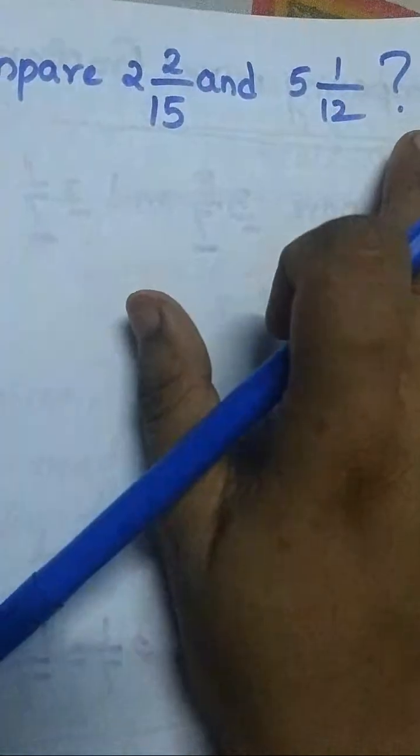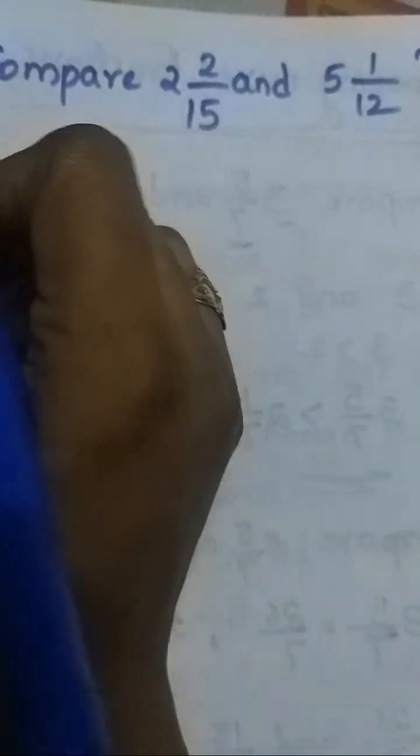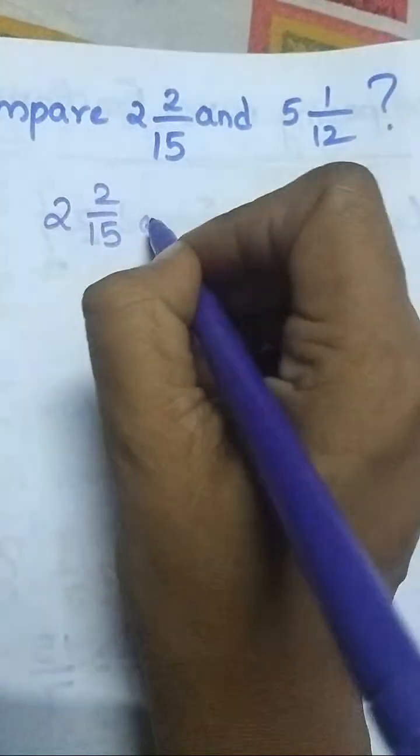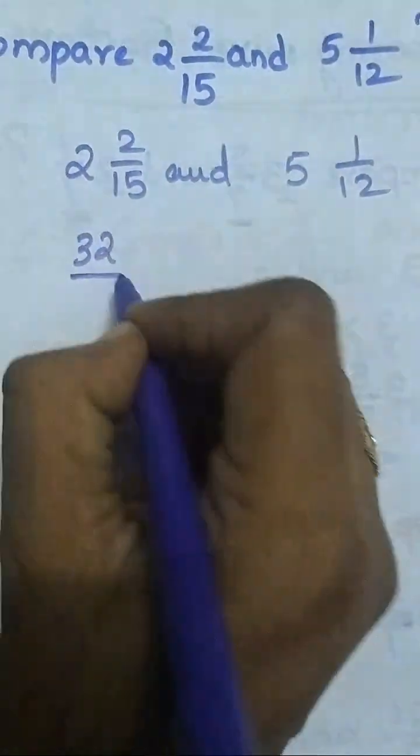Another problem is to compare these. Here different denominators are there, not like denominators. In mixed fractions with unlike denominators, how will we compare this? Convert the mixed fraction into a fraction. First method solution I am doing here. See, comparing this 2 2/15 and 5 1/12. So this one we will get 2 15s are 30, 30 plus 2 means 32/15.